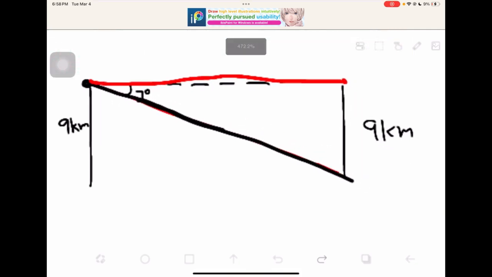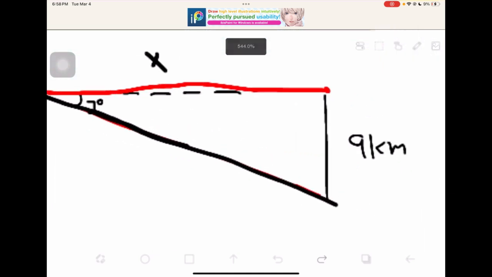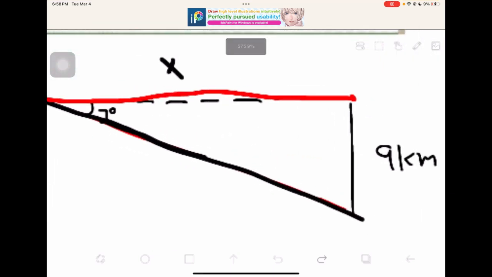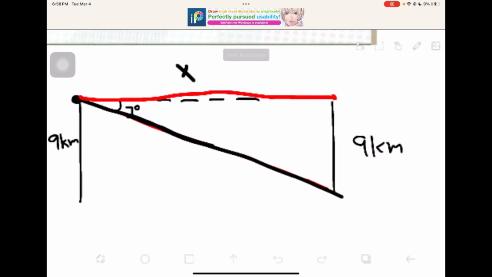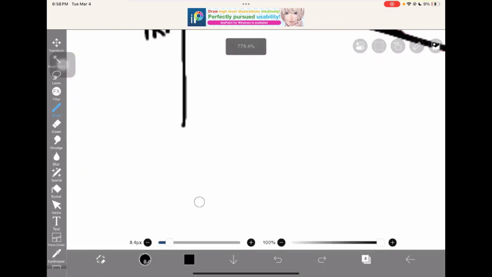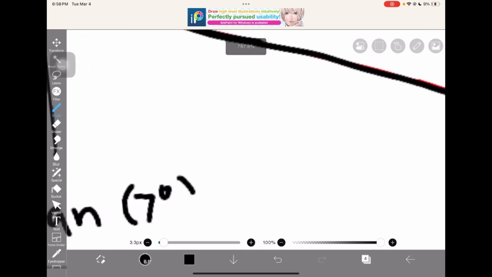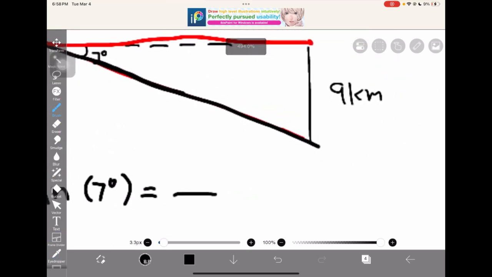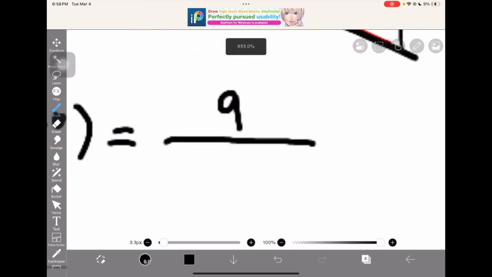There we go. All right, so given that we want to find this red line called x, and we have 9 kilometers over here, 7 degrees, what should we use? Once again, we have an opposite over here, and we have an adjacent. So once again, we're using tangent. That's going to be tangent 7 degrees is equal to, we have opposite 9 over adjacent, which is x.